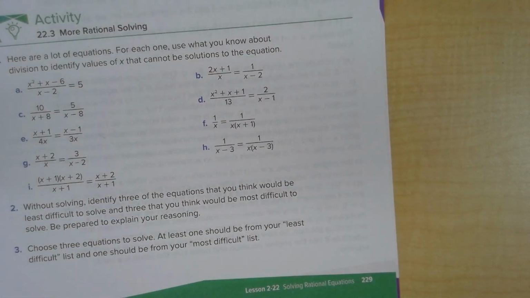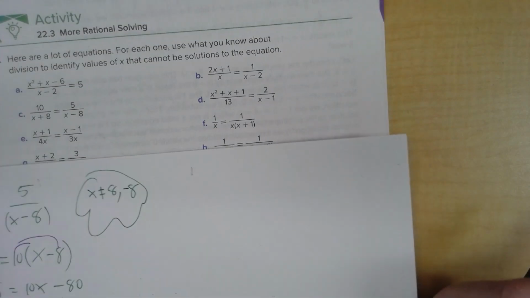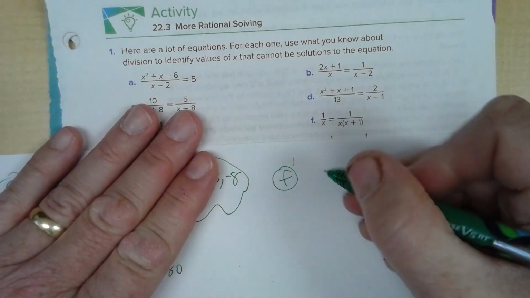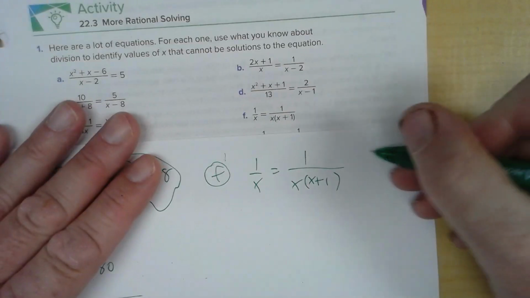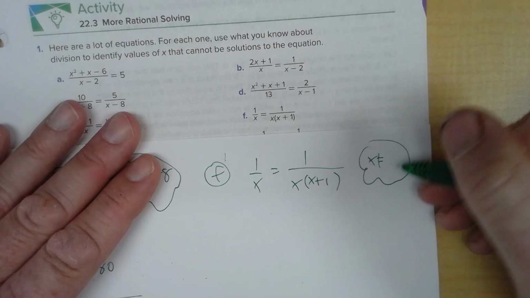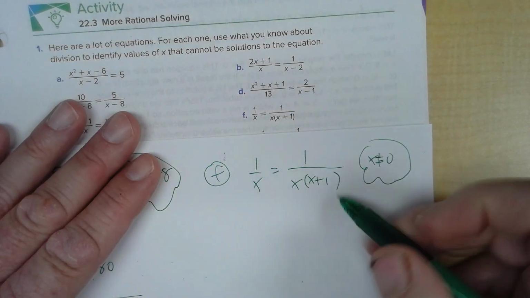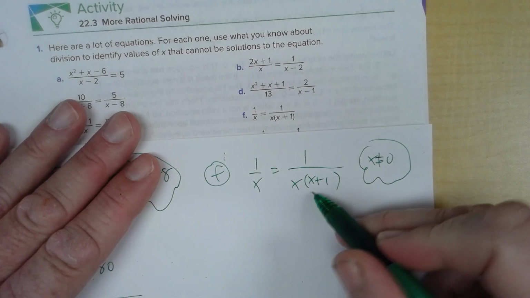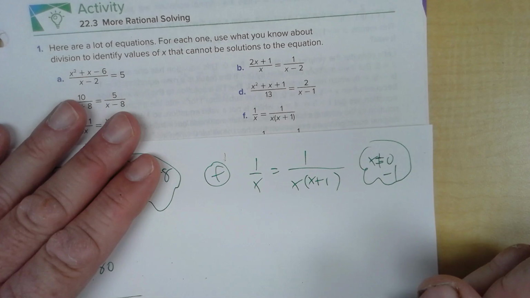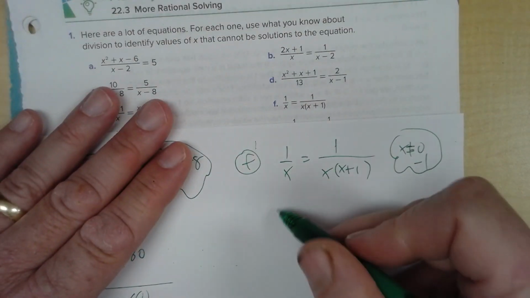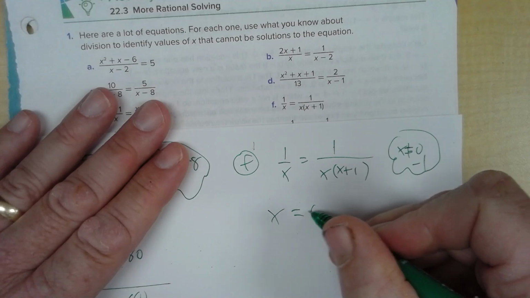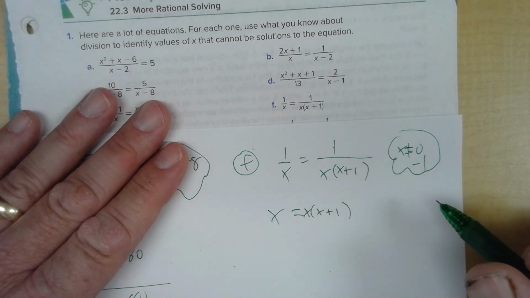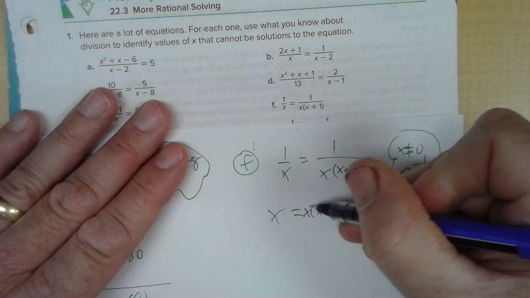Let's do one that's a quadratic. And let's do F. F is a quadratic. So F is 1 over x is equal to 1 over x times x plus 1. So x, puffy cloud, x cannot be 0 because you'd be dividing by 0. And then the other one is, that's right, -1. Those are the two bad solutions. Now we cross multiply. x times 1 is just x. And this times this is just x times x plus 1. Okay, we distribute. Purple means go this time. Boom, boom, boom.